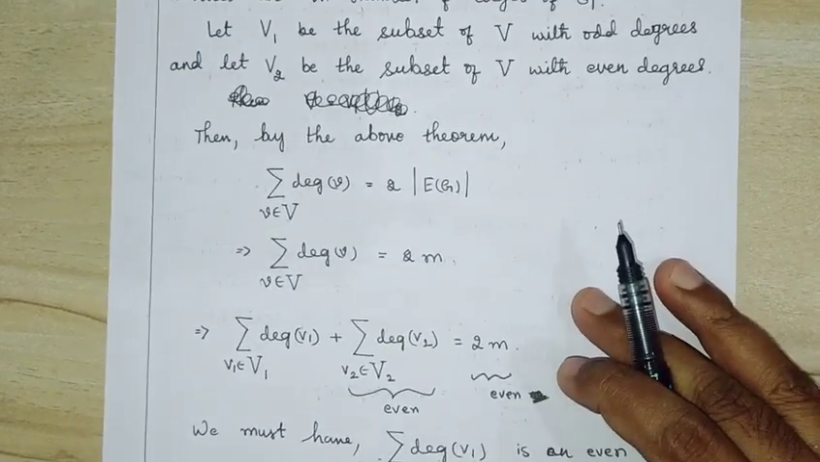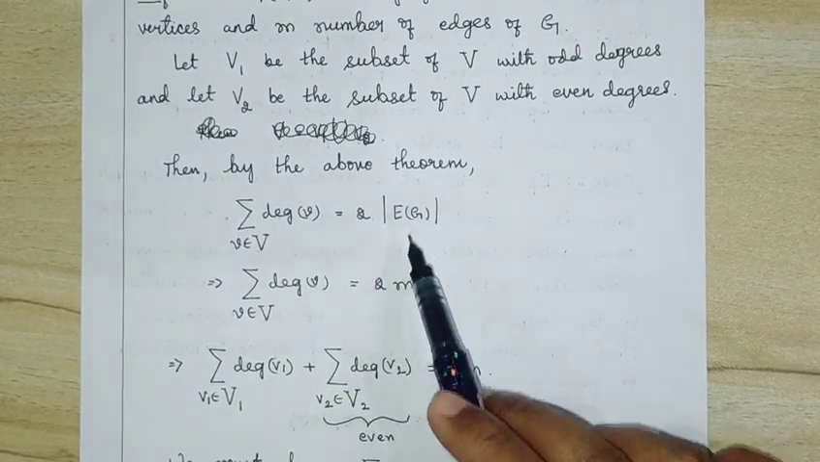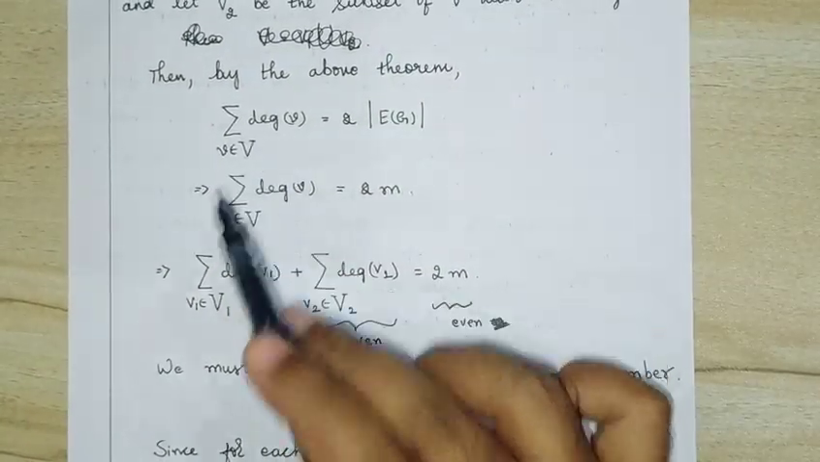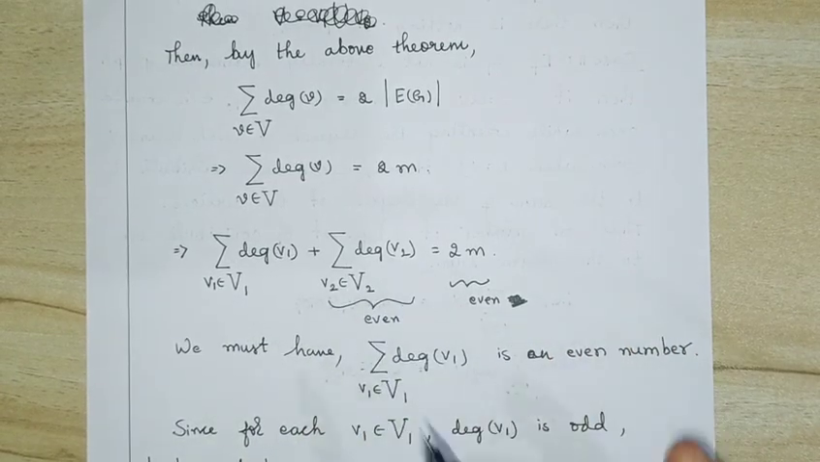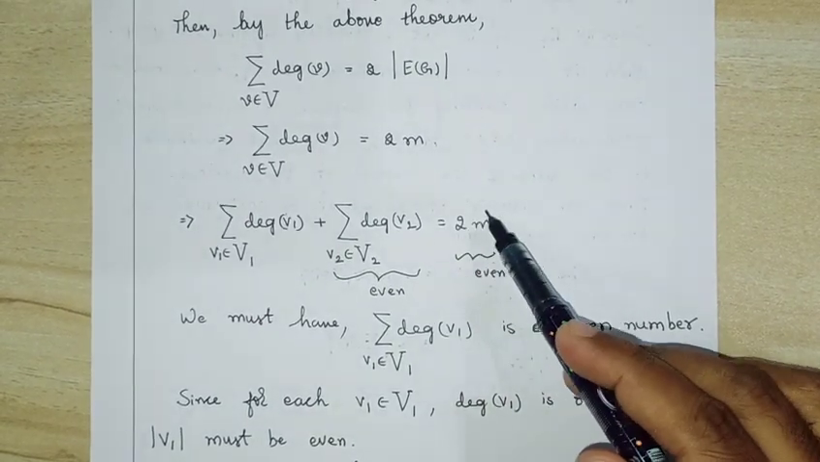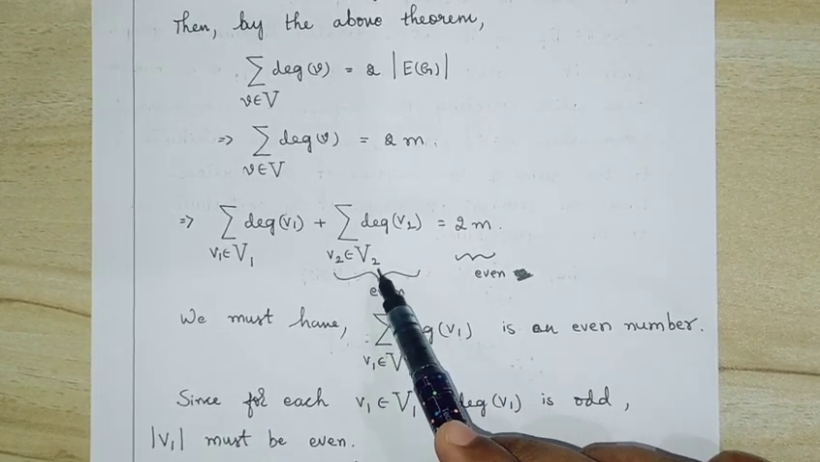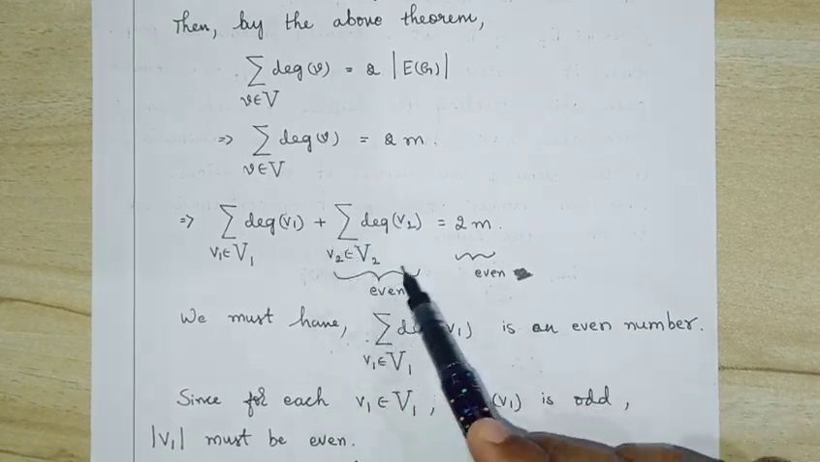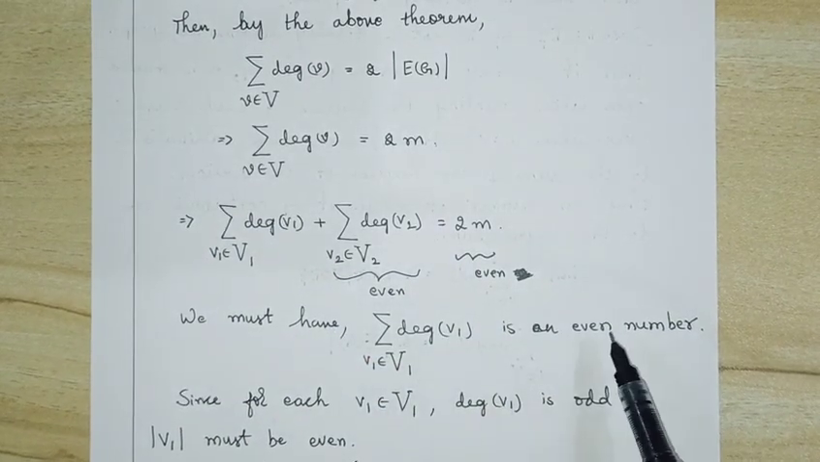Then by the above theorem, the sum of the degrees of each vertex is equal to 2 times the number of edges. Now I can split this sum into the sum of degrees over V1 and the sum of degrees over V2, which equals 2m. Now 2m is an even number, and for each v belonging to V2, the degree of v is an even number. Therefore the sum of even numbers is again an even number. Therefore the sum of degrees over V1 must be an even number.